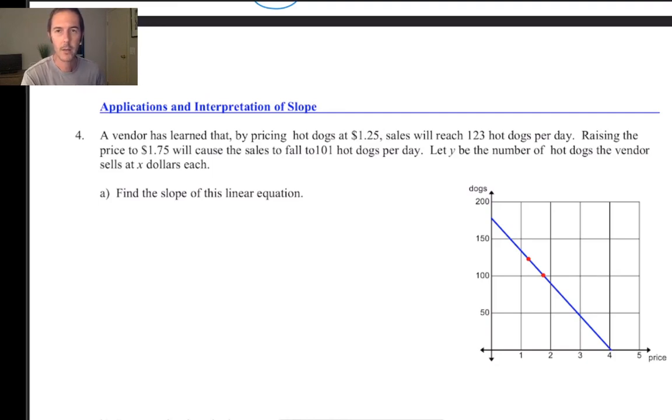So let's let y be the number of hot dogs that the vendor sells, and x be the number of dollars per hot dog, and we want to find the slope of this linear equation. So again, y is going to represent number of hot dogs, and so x is going to represent price. We're seeing the graph over here on the right side. We want to find the slope. We'll call the slope m, and that is equal to, now remember, you've got the $1.25 is affiliated with the 123, and a price of $1.75 correlates to 101 hot dogs.